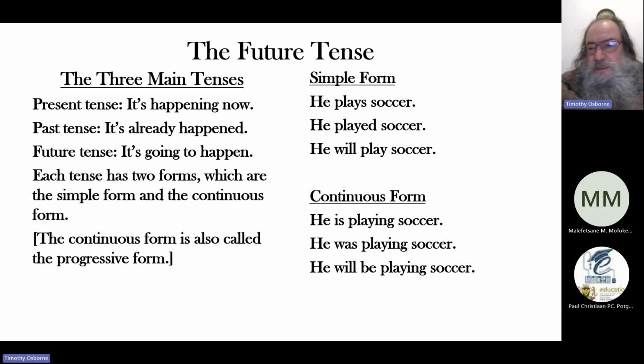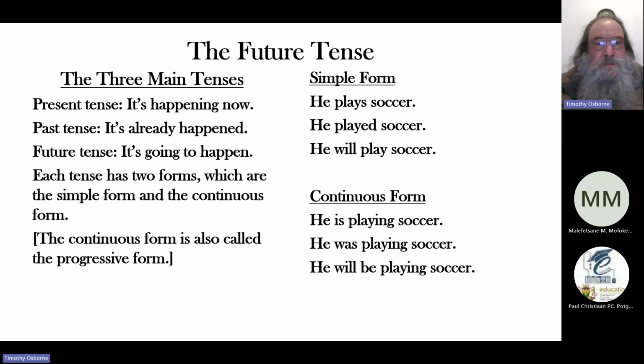Now, each one of these tenses, as you can see, has two forms, and you've got the simple form and the continuous form. I'll show you a few examples of those now. But just a note here, continuous form can also be called the progressive form. I have seen both of those versions used in exams, in DBE exams, so please don't get confused if you see that.